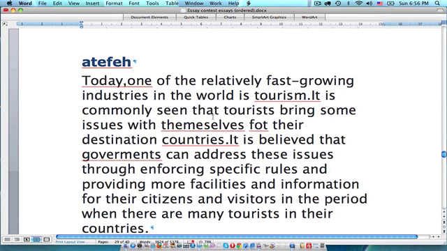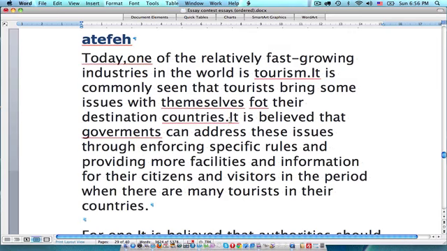Okay, so several grammar issues here as well. The thesis and outline sentence, I've just noted that they are awkward and somewhat awkwardly grouped. So it is believed that governments can address these issues through enforcing specific rules and providing more facilities and information for their citizens and visitors in the period when there are many tourists in their countries. Okay, good.